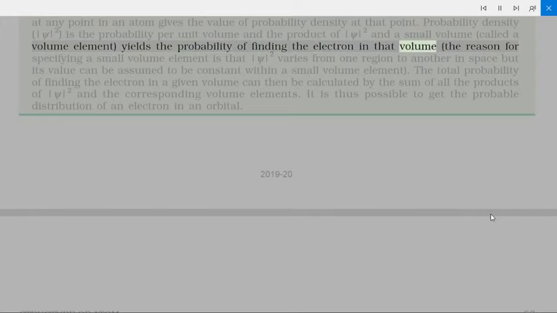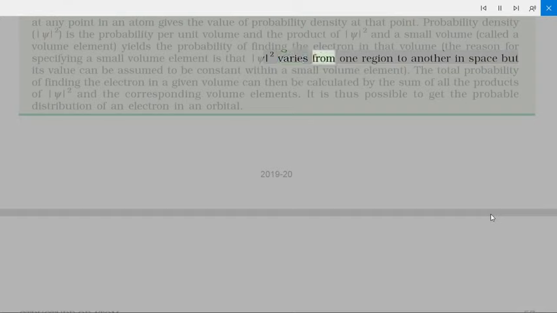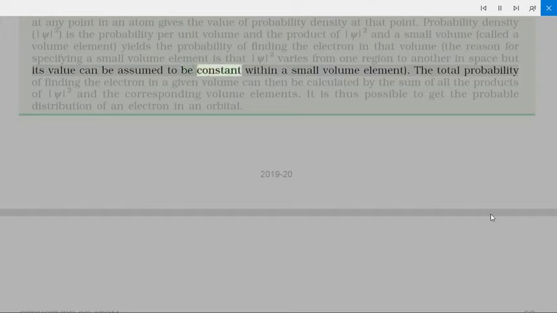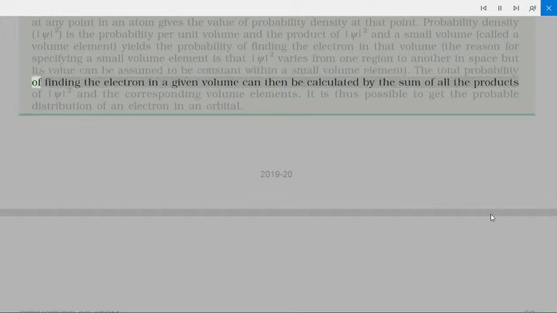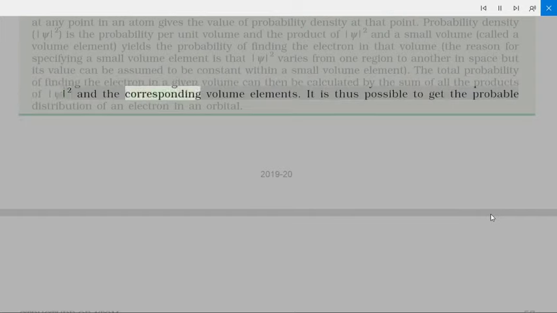The reason for specifying a small volume element is that |psi|^2 varies from one region to another in space, but its value can be assumed to be constant within a small volume element. The total probability of finding the electron in a given volume can then be calculated by the sum of all the products of |psi|^2 and the corresponding volume elements. It is thus possible to get the probable distribution of an electron in an orbital.